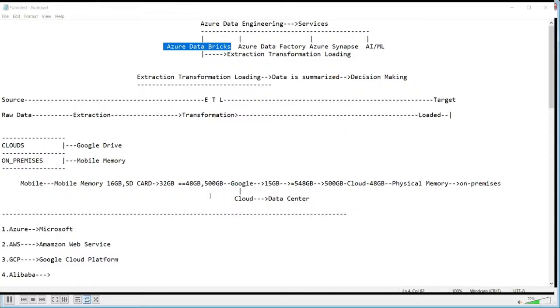Azure Data Factory and Azure Databricks are both used for the same process. But in Azure Databricks, you use a character user interface, where you need to use different languages: Python, Scala, R, and SQL. These are the four languages used in Azure Databricks. Whereas Azure Data Factory is totally menu driven. Both perform the same job, but one is menu driven and the other is code based.